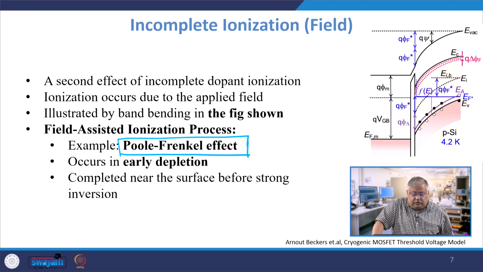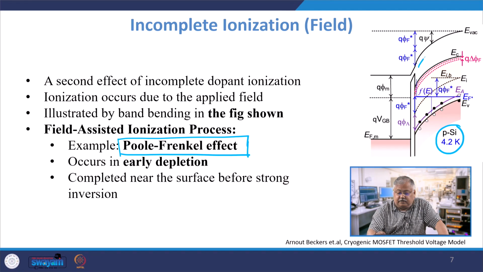Now, as I told you, a second effect of incomplete dopant ionization is the field effect, and the ionization occurs due to the applied field. Which applied field? For example, look at the right hand side energy band diagram. I have applied, let us say, a positive voltage on the metal side, which effectively means that it has shifted down, and therefore with respect to that, my p-type silicon has shifted up. There is a bending of the band taking place here, and that is because of the bias given on the metal side.